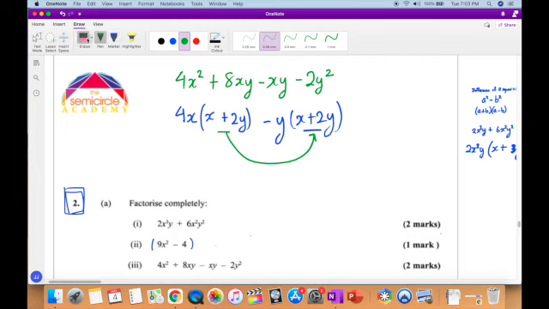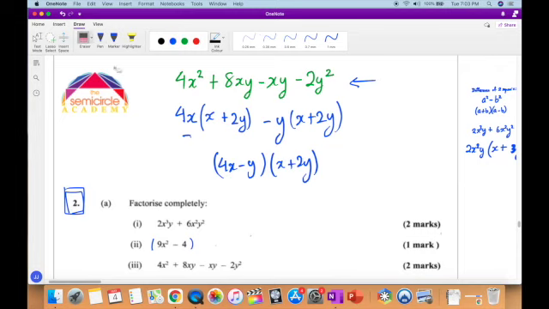And yes, so now the answer for this. This is factorizing using the group method, method 2 in the quadratics. Using the group method, we ended up having 4x minus y, and then we have here x plus 2y. So this was actually factorizing a quadratic, method 2. So take a look back at the video if you can't remember how to do that one.